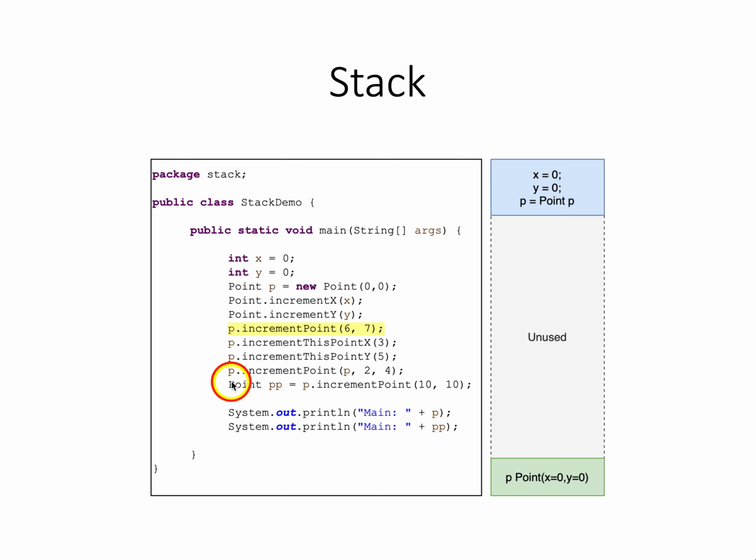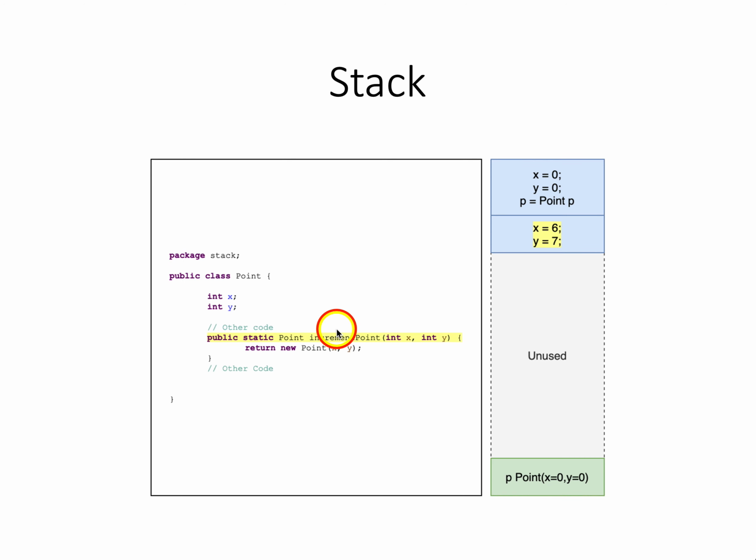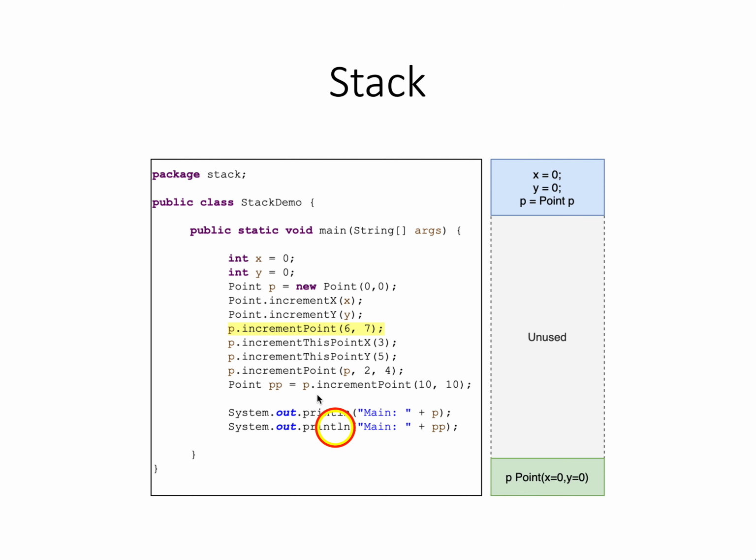Again, as I pointed out, this incrementPoint is a static method. It's not a non-static method. So this technically is wrong. The IDE will give you a warning. It will still compile and run, but you really should refer to this as just Point dot incrementPoint.